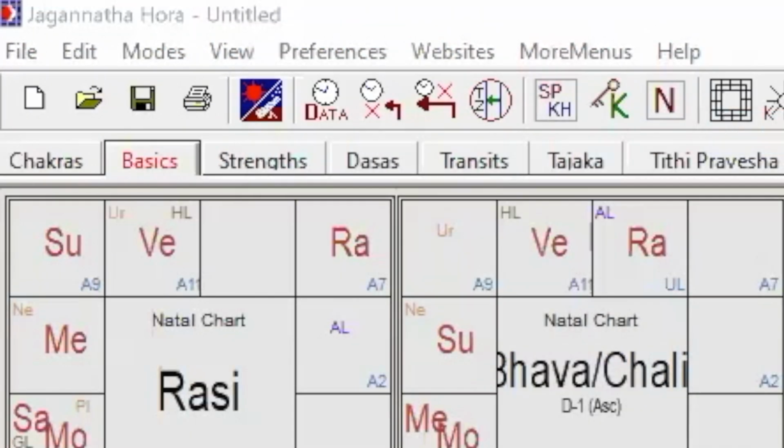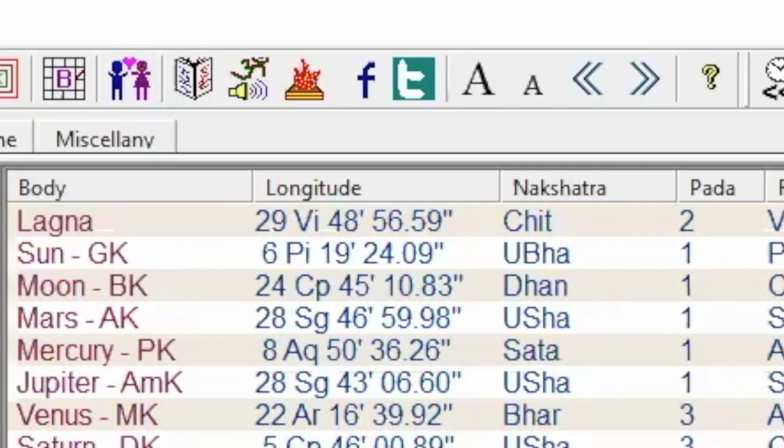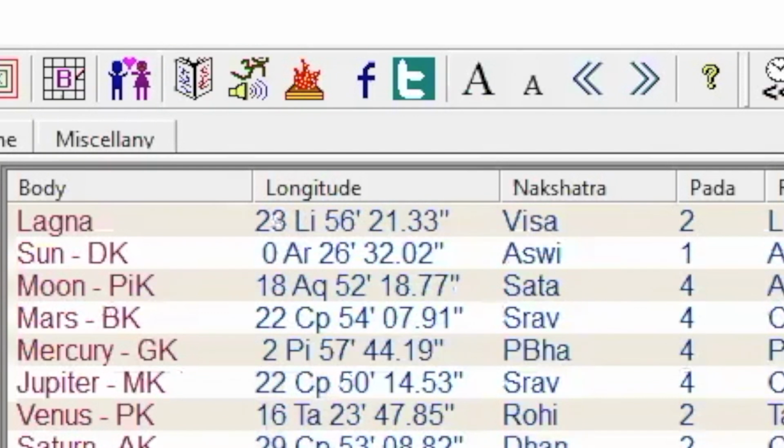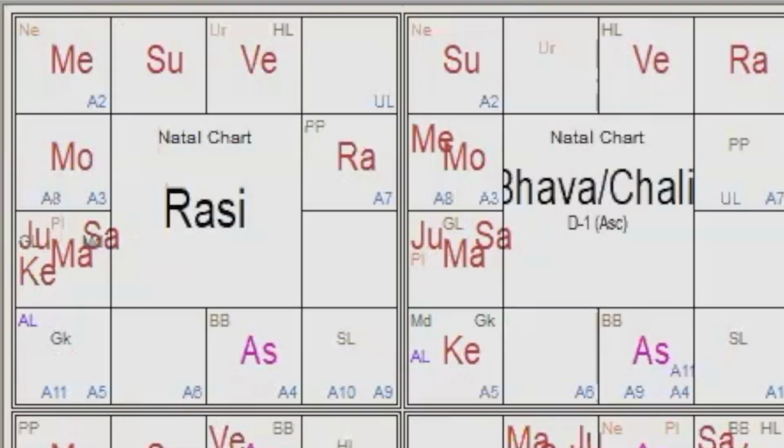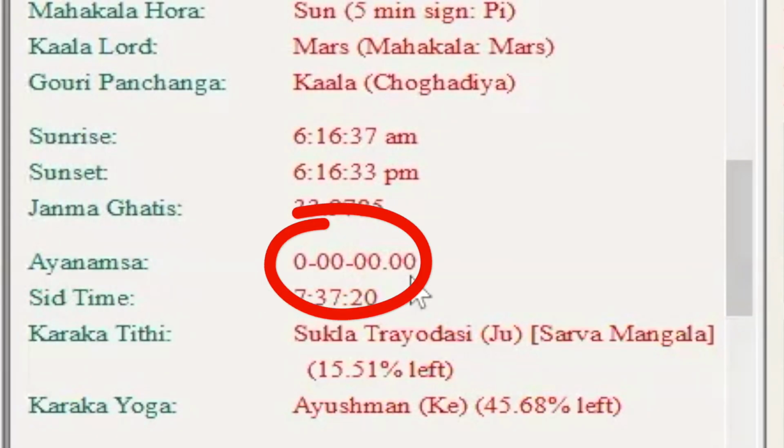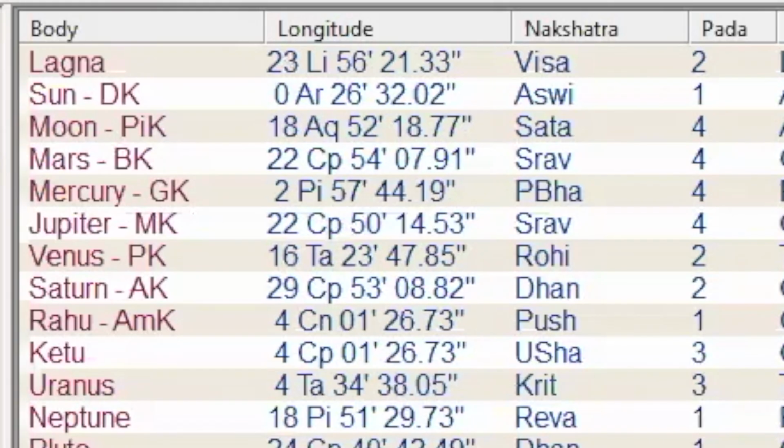And you'll know here that I have used True Lahiri, or Chitrapaksha Ayanamsha, which is why I got the sun here. But the Western astrologer would say, no, we are not prepared to use any Ayanamsha. We are going to use the tropical system, which means no Ayanamsha. Okay, so they are not going to use this Ayanamsha factor. So here you see, in this page here, Ayanamsha 000. That means the tropical system means 0 Ayanamsha.